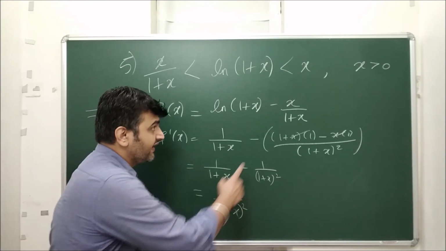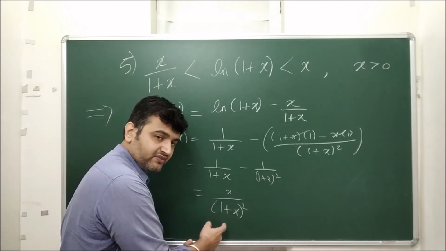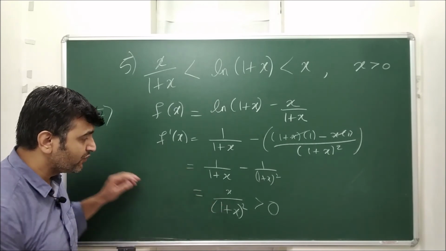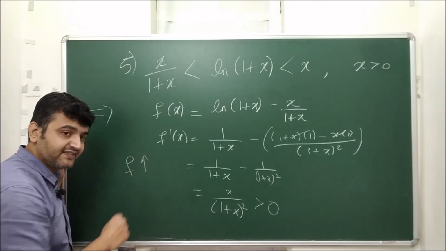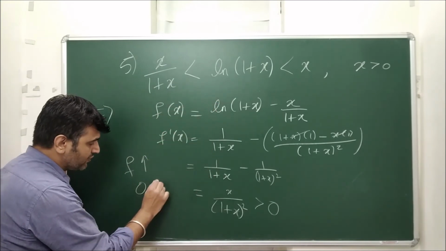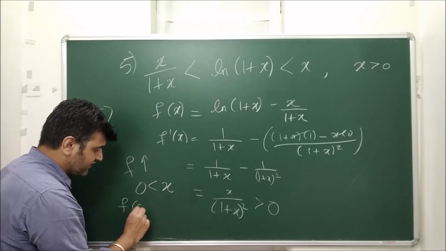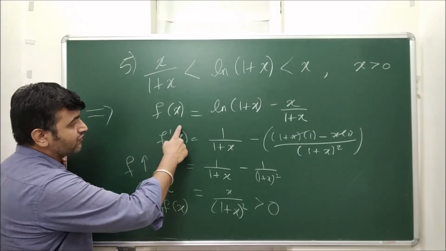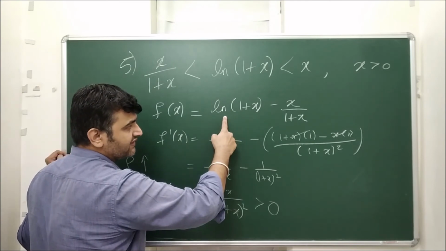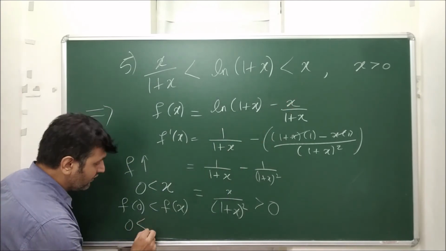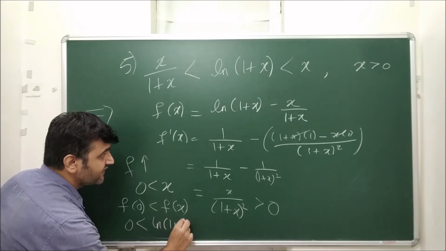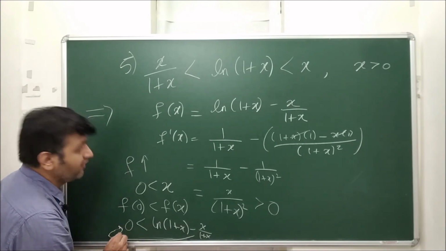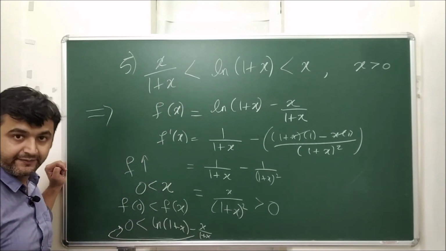And as you can see, my x is positive. Denominator is the square of something. So this is positive. So the ratio is positive. Right? So since the derivative is positive, this implies what? Your function is increasing. Now what is given to me? 0 is less than x. So when I take the function, because of the increasing nature, f of 0 is less than f of x. What is f of 0? Ln of 1 plus 0. So ln of 1 is 0 and that is 0. So f of 0 is 0 less than ln of 1 plus x minus x upon 1 plus x. You take this on the left hand side, you get the left inequality.